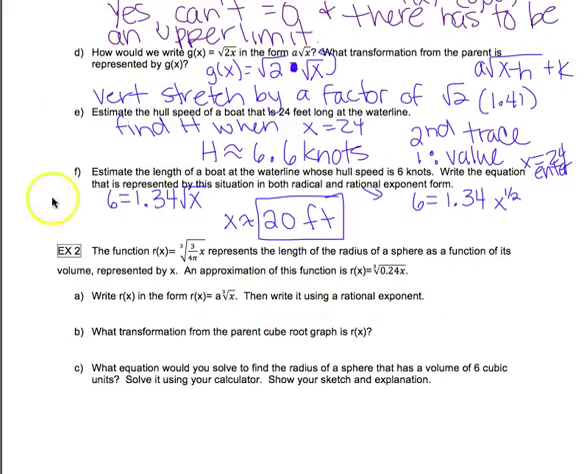All right, so same idea in example 2, except now we're looking at a cube root function instead of a square root function. So it gives us r of x, and it's a cube root, and it represents the length of the radius of a sphere as a function of its volume x. So x is the volume, r is the radius. And here they're giving us an approximation, cube root of 0.24x.